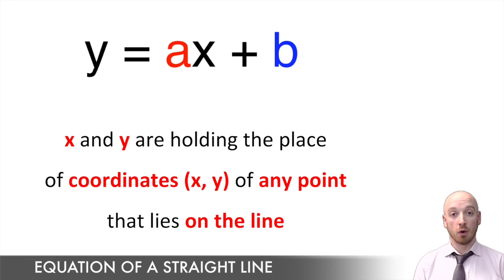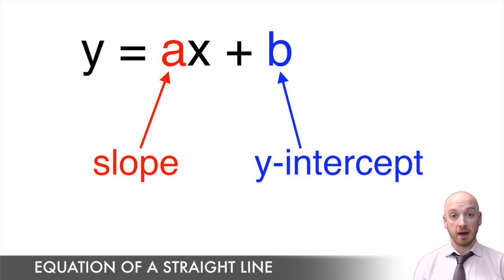Well, x and y are just holding the place of coordinates of any point that might lie on the line that we're talking about. And actually that comes in pretty handy because if x and y represent the coordinates of any point along the line, then we could plug in a set of coordinates to an equation and see if a point lies on a line or not. You're going to see that in the example at the end of the video. But what you need to know for now is that the a in the equation gets replaced with the slope of our line, the letter b in the equation gets replaced with our y-intercept, and the x and the y stay as variables. They stay x and y.